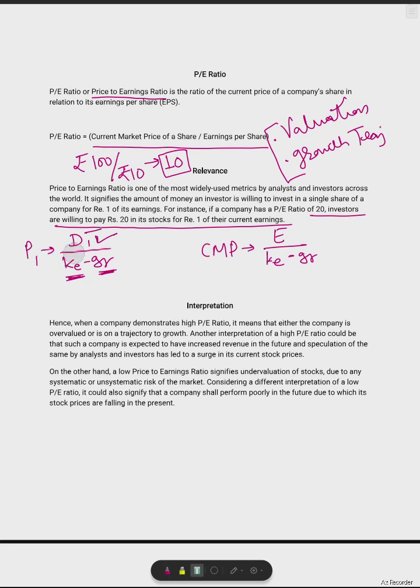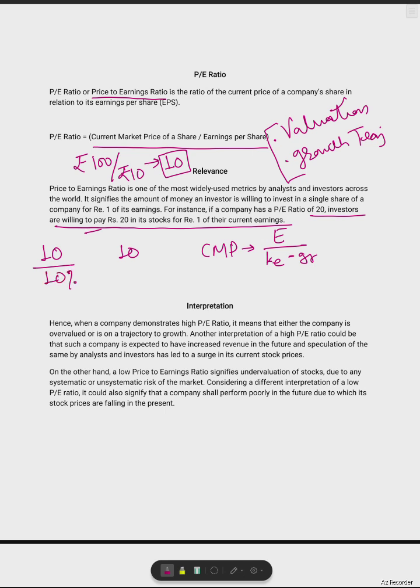Let us take an example. Say a company has an earning of 10 rupees. Let us take two scenarios. The required rate of return is say 10%, and this is company A, and this is company B. In this case also the required rate of return is 10%. Now you see the growth rate. This company has no growth prospect as such, but for this company, the earnings are going to grow at the rate of 5% per annum.